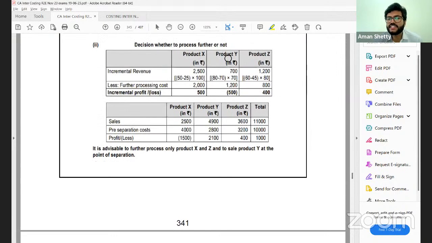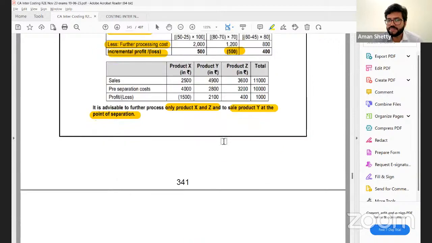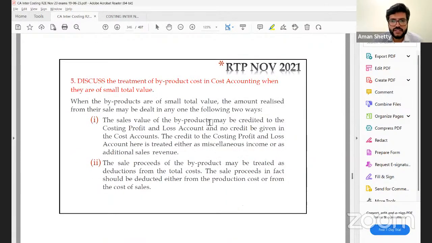So I told you, any decision you have to take whether to further process or not, always follow what? Incremental approach: incremental revenue minus further processing cost, incremental profit. So will you further process Y? No, sir, because it's a loss. So it is advisable to further process only products X and Z and to sell product Y at point of separation. Clear? Yes, sir.